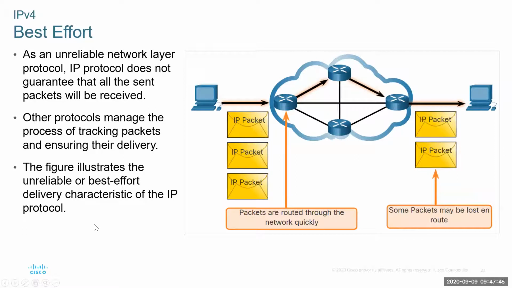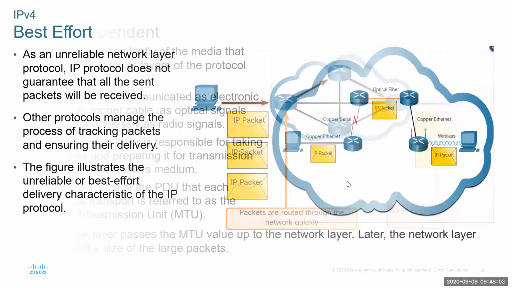So with best effort, it's an unreliable network layer protocol. IP does not guarantee that all those packets are going to be sent, or that they'll end up being received. Other protocols manage the process of tracking those packets, such as TCP, and configure the best reliable effort to get that packet across here.